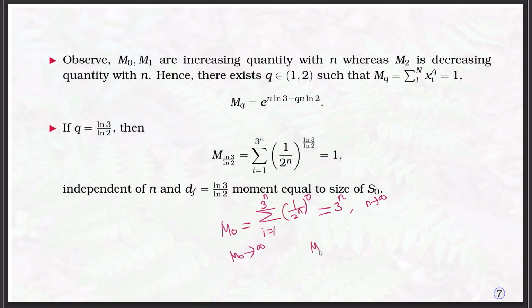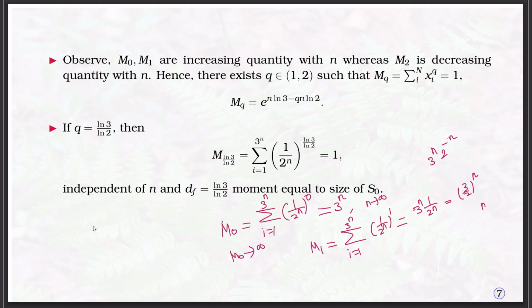Now we can find m1, the first moment on the remaining triangles in the Sierpinski triangle. Summation i equal to 1 to 3 power n of 1 by 2 power n to the power 1. So we'll get 3 power n times 1 by 2 power n, which is 3 by 2 power n. Maybe we can write this 3 power n in terms of 2 power n, because we need 3 power n and 2 power minus n.